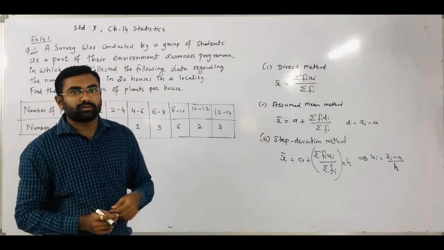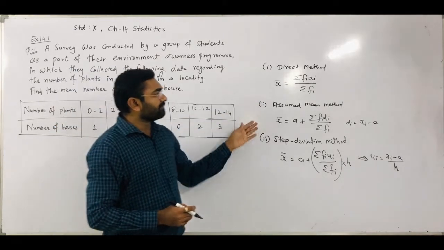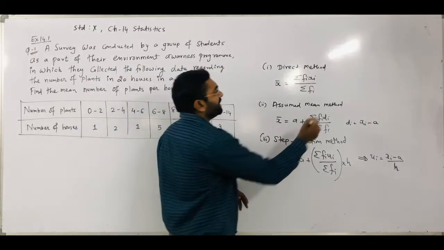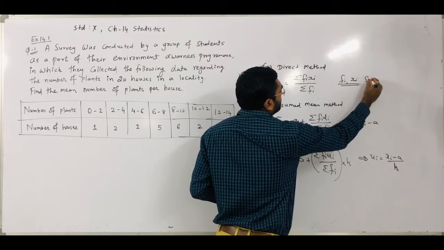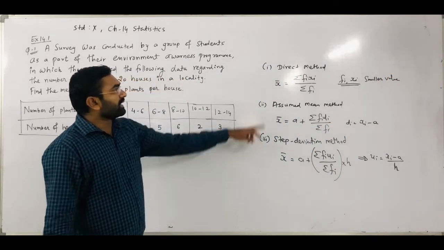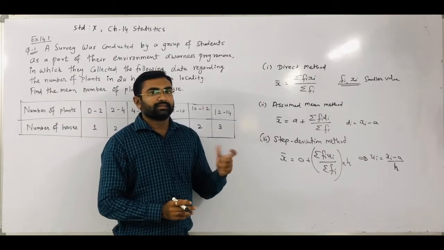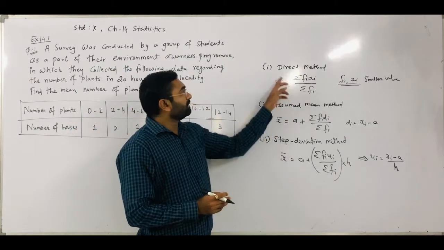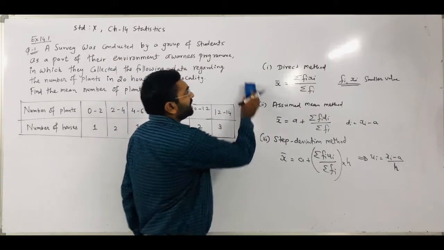We also discussed that using these three methods on the same data, we get the same mean. Another thing: we apply the direct method whenever fi and xi are given as smaller values. Also, whenever the class intervals are not the same, that is, each and every class has a different size, then you have to apply the direct method. So remember these three equations for finding the mean.